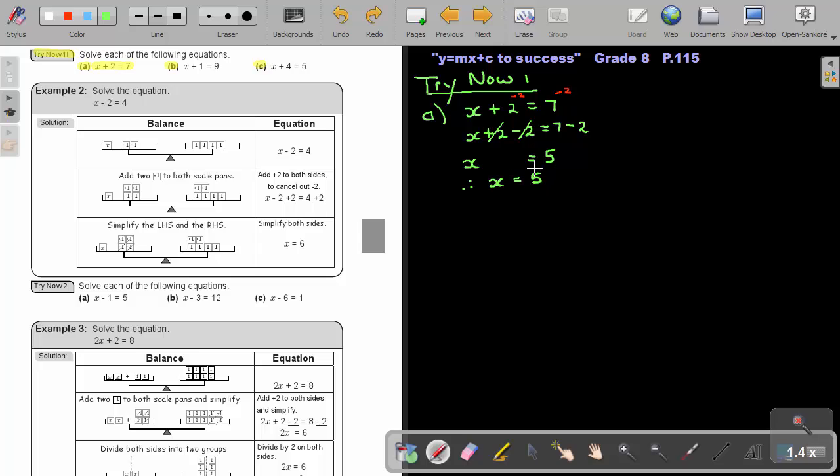I can go and test it by substituting it in there. So 5 plus 2 will be equal to 7. Let's do number B. Here, we see if we have space for it.